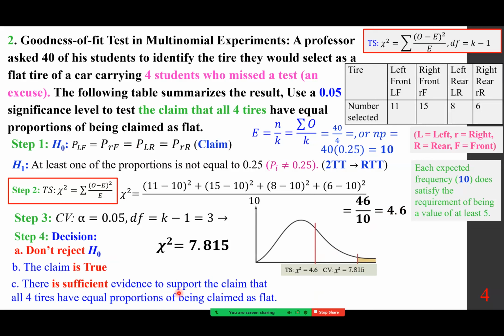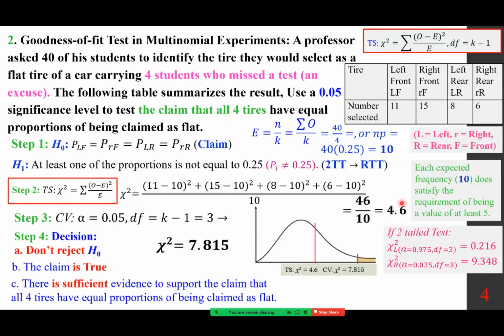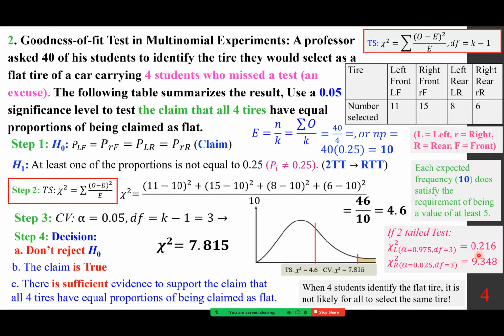There is sufficient evidence to support the claim that all four tires have equal proportions of being claimed as flat. If by any chance we go with the two-tailed test, the two values are 0.216 and 9.348, and again, this test statistic is in between, in the non-rejection region. So when four students identify the flat tire, it is not likely for all to select the same tire.